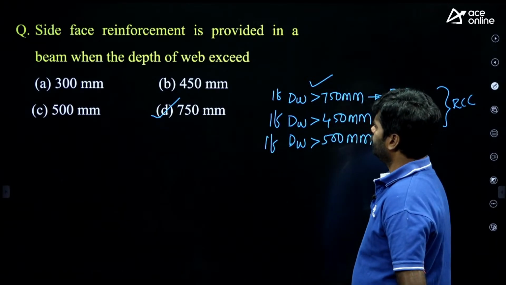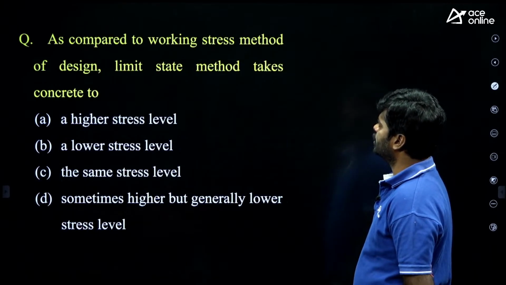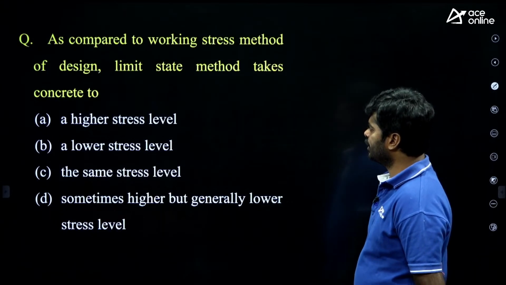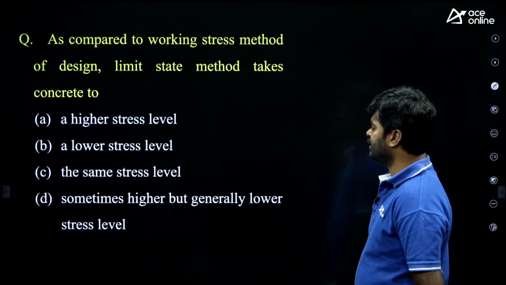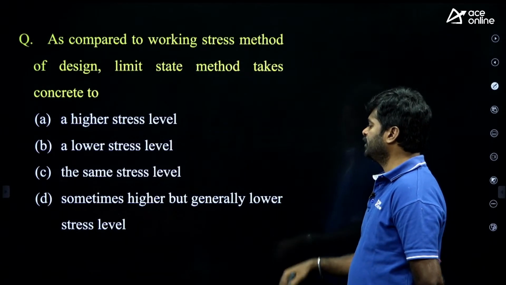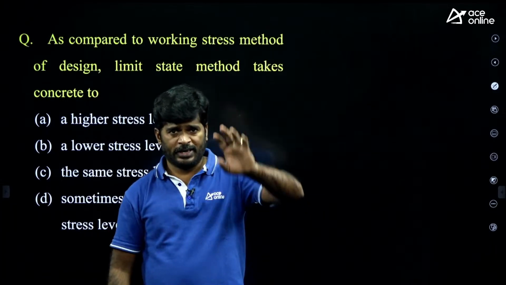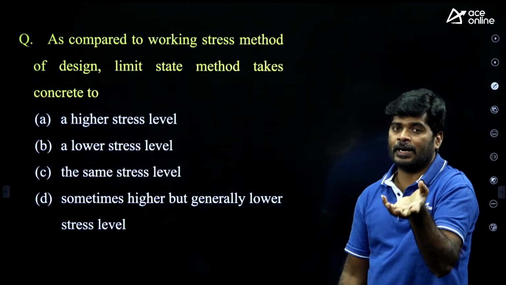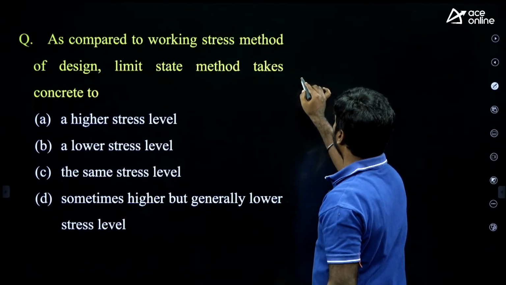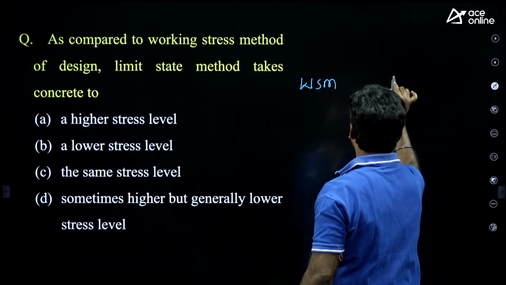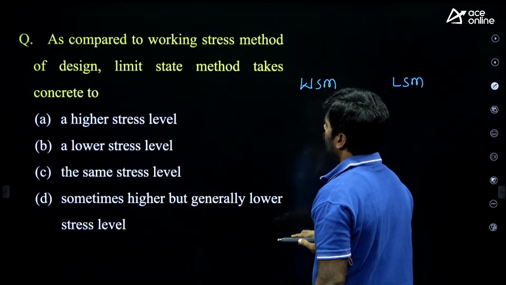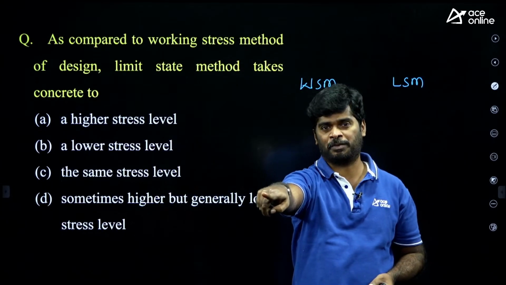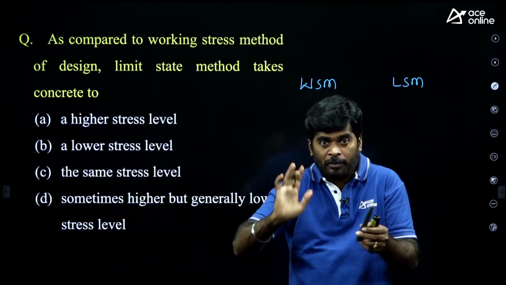Moving to the next question. As compared to working stress method of design, limit state method takes concrete to: A, higher stress level; B, lower stress level; C, the same stress level; D, sometimes higher but generally lower stress level. Here students will get confused while comparing. Maybe they fail in understanding the question. Here they are comparing two methods, working stress method and limit state method. Here, my dear, understand, as compared to working stress method, it means the question is regarding limit state method, which is compared with the working stress method.